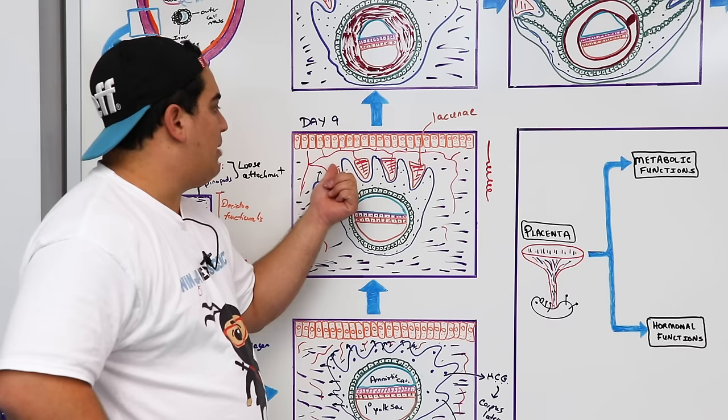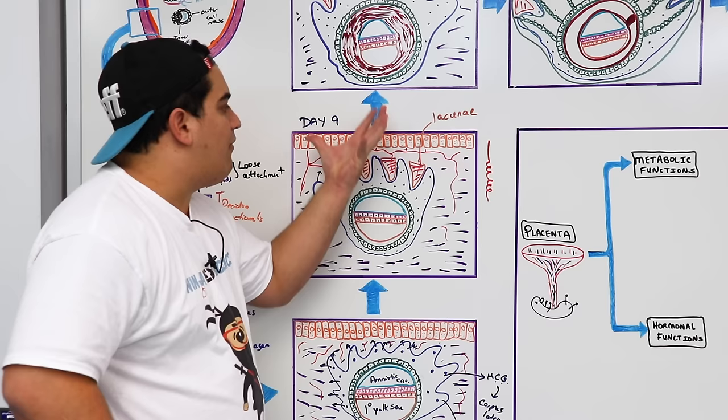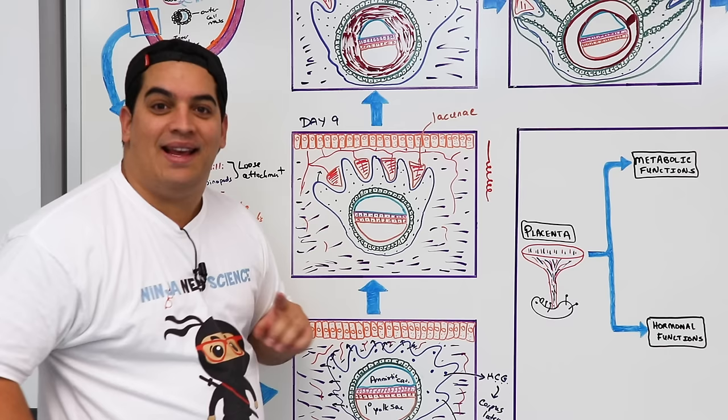Syncytial trophoblast release specific hydrolytic enzymes that break down some of the uterine blood vessels and allow that blood to empty into this lacuna. Now you have these little intervillous spaces. Pretty darn cool, right? Anything change with your embryoblast?